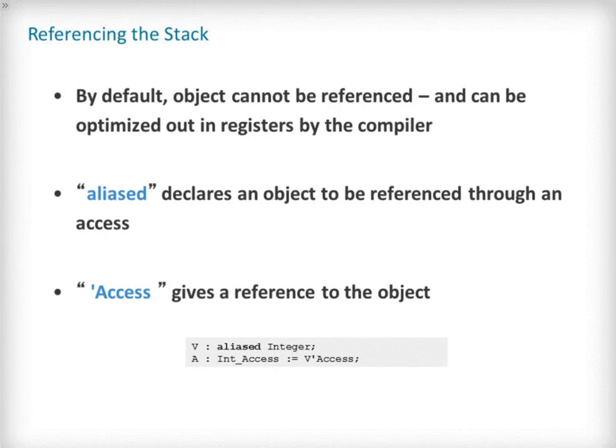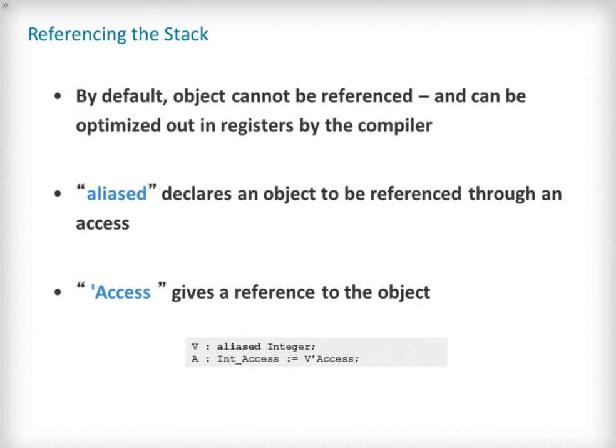So far we have seen access types used for accessing dynamically allocated heap objects. They can also be used to access objects allocated on the stack. By default, objects cannot be referenced and can be optimized out in registers by the compiler. Ordinarily, no assumptions can be made about any objects instantiated using the stack. In fact, the compiler is given carte blanche on using registers for those objects where it sees fit. This presents a problem when trying to access those objects using access-typed objects.